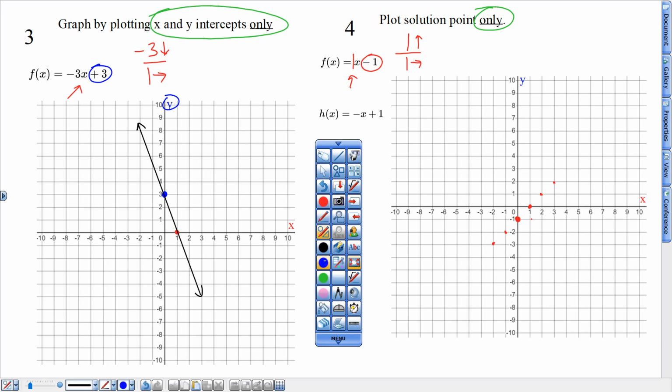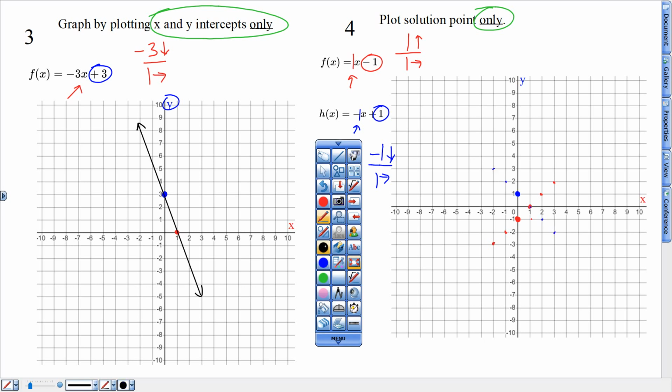For this one, next one, +1. And then if I look at this number in front of x, which is -1, that tells me that -1 written as a fraction is right 1, down 1, right 1, down 1, right 1, down 1. And I can see right there is where they intersect. You should be able to stair step opposite.